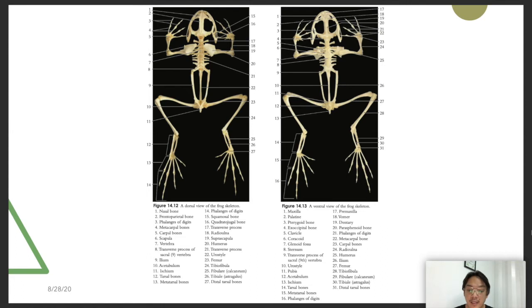The 25 is fibulare, or the calcaneum. And the 26 is tibiale, or the astragalus. And 27 is the distal tarsal bones. Okay? For the ventral view, I'll be reading again the bones.